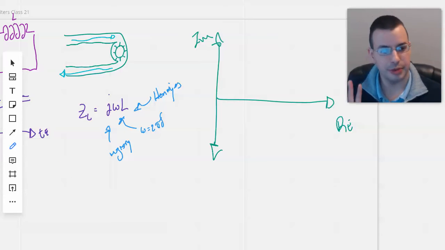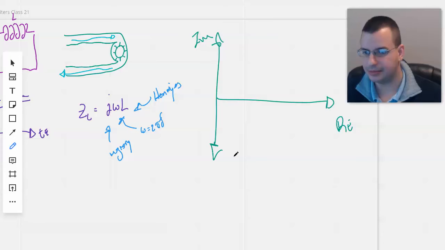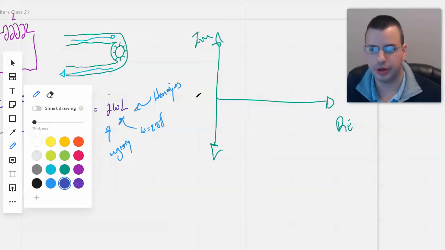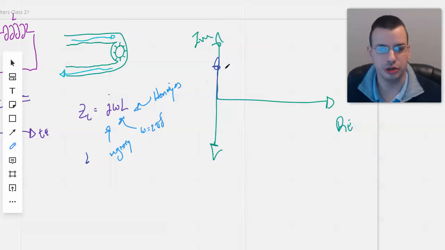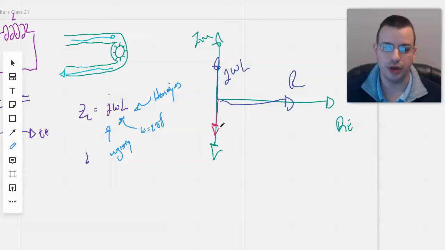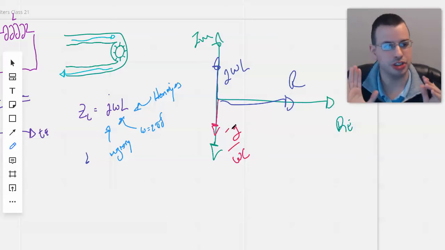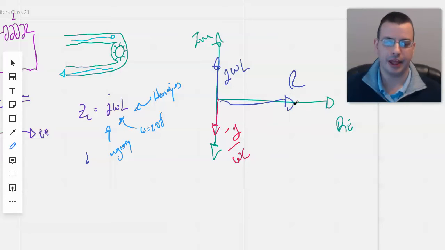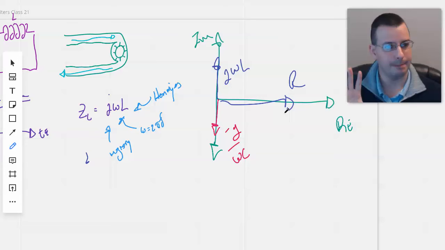Where now j omega L will be up in the, let's grab the blue. Okay. So this would be j omega L. This would be the real resistance. And then do some red for contrast. We'd have negative j over omega C going downward. And the j is mostly just to tell you the direction, imaginary or not imaginary. And so this is how you can model impedance.